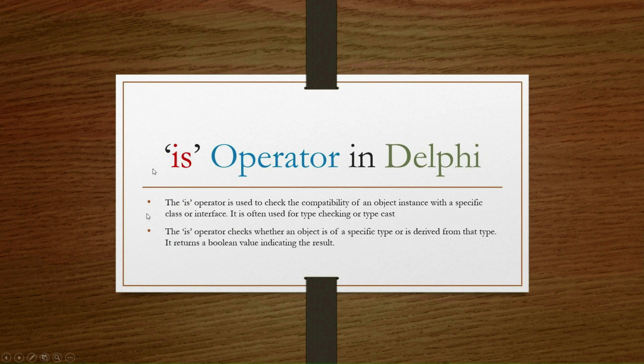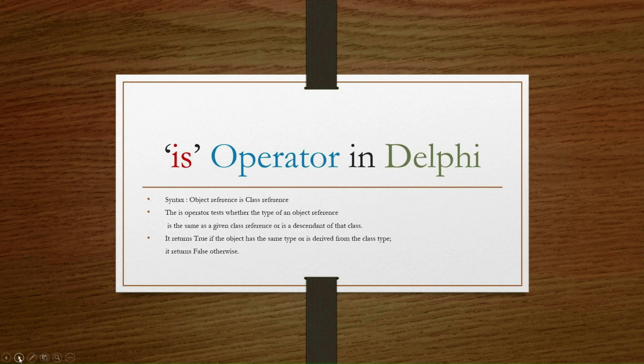Now let's see the is operator: what is it and how to use it. The is operator is used to check the compatibility of an object instance with a specific class or interface. It is often used for type checking or type testing. Through the is operator, we can check at runtime which class any object belongs to. The is operator checks whether the object is of a specific type or derived from that type. It returns a boolean value indicating the result.